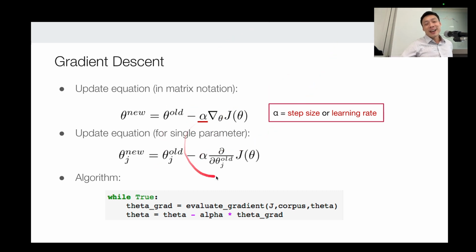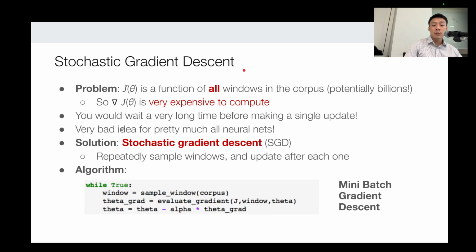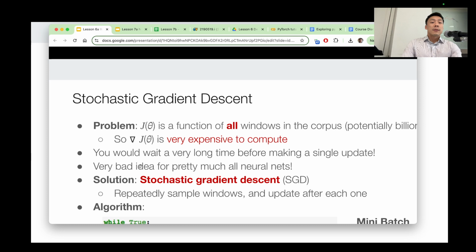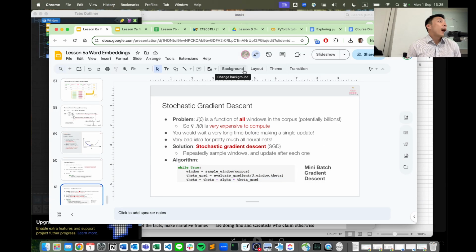Okay, so now we can update a single parameter, and for word embedding, we actually use this equation, like upright. We don't use other fancy stuff, and it worked really well. That's all about word embedding.